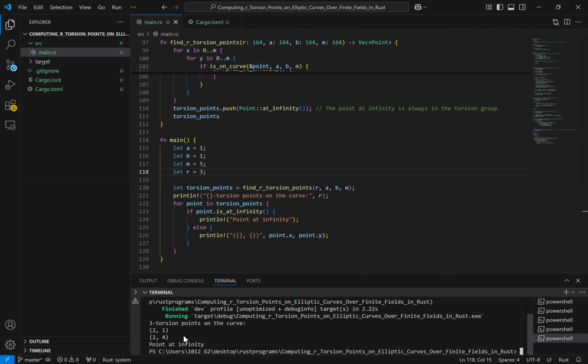And it gives me that the first point is (2, 1), and we just saw that (2, 1) multiplied by 3 gave us the identity. The other point is (2, 4), and the other point is the point at infinity. So it has given us 3 points. These 3 points put together give us the 3-torsion group. These are the 3-torsion points on the curve, and these 3 torsion points give us the 3-torsion subgroup.